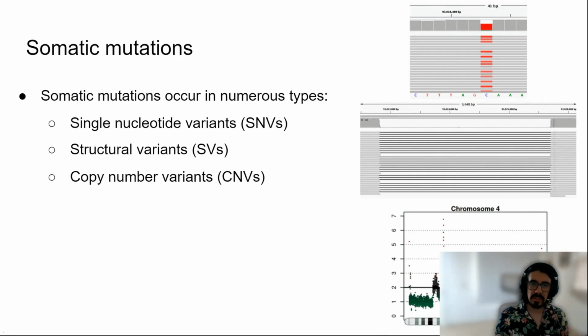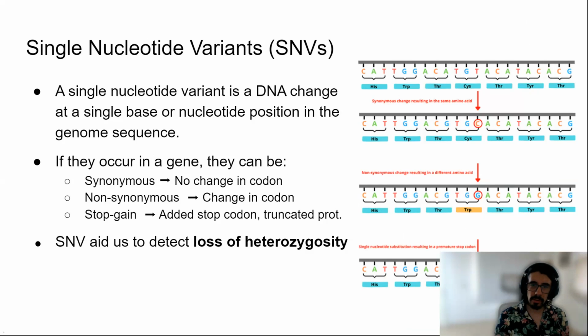And these somatic mutations occur in different types. Ones are single nucleotide variants, you can see on the top, then structural variants, you will see an example in the middle, and then copy number variants, you'll see at the bottom. Single nucleotide variants are, as the name says, changes in a single base or nucleotide position in the genome, and if they occur in a gene, they can have an effect.